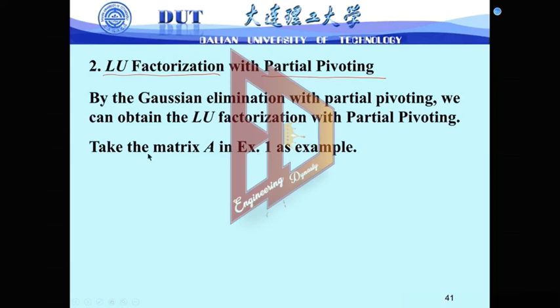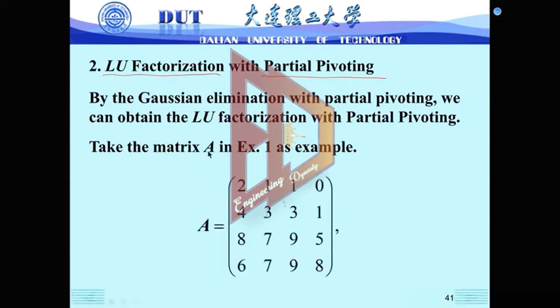Let's show you an example so you can understand, right? Now we also choose the same matrix as in example 1. A 4x4 matrix: 2 1 1 0, 4 3 3 1, 8 7 9 5, and 6 7 9 8. This is the same matrix as in example 1. We practiced Gaussian elimination and LU factorization last week, right?